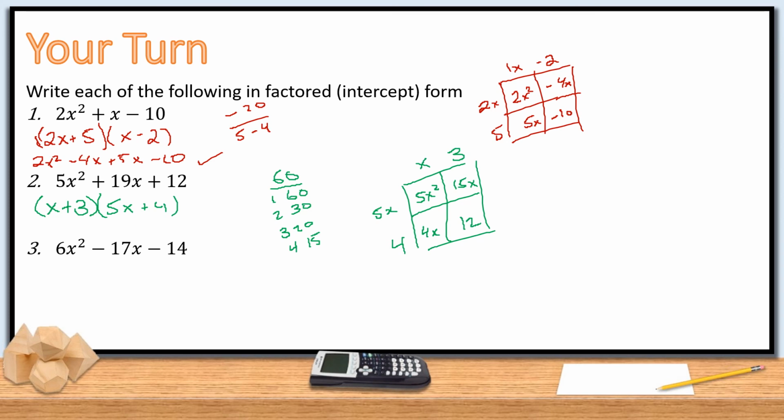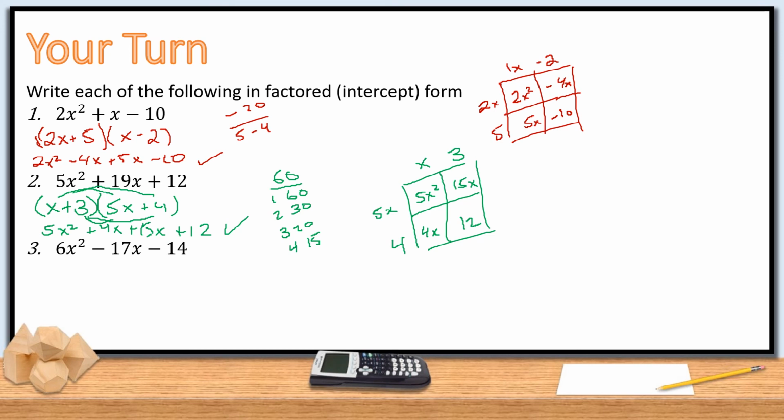Check my work. 5x times x, 5x squared. x times 4 is 4x. 3 times 5x, 15x. And 3 times 4, 12. And 15 plus 4 is 19x. I'm good.